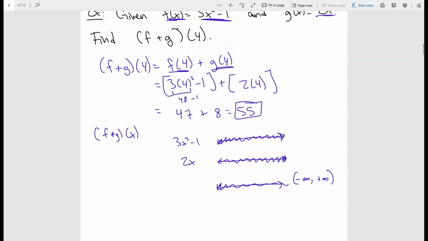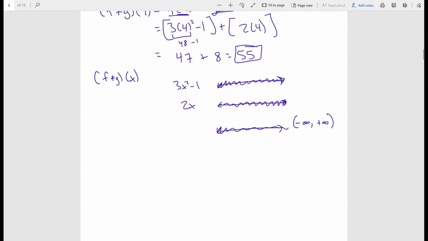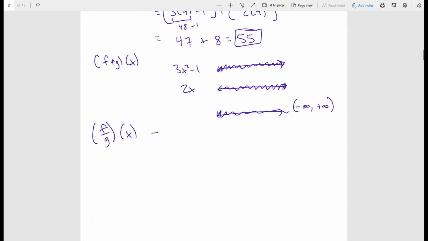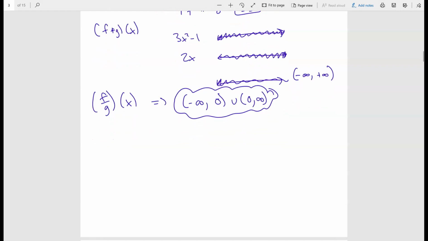If you want to practice, why don't you practice figuring out the domain of f of g of x? Why don't you try it out? I think the domain is going to be something like this, from negative infinity to 0, 0 to infinity. You can go ahead and check that if you want to. Okay, we're going to move on to the next section now.